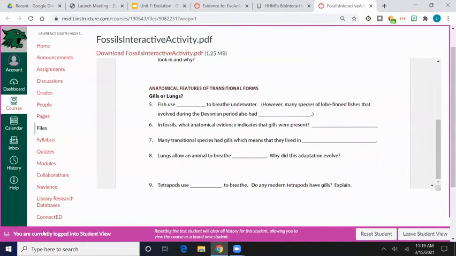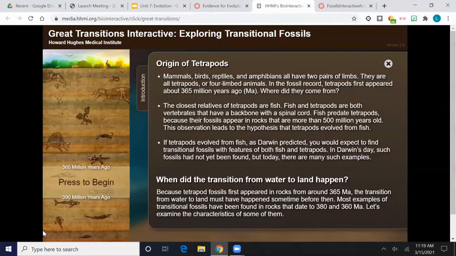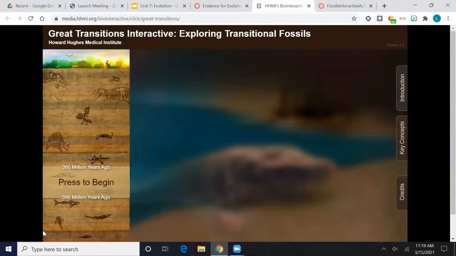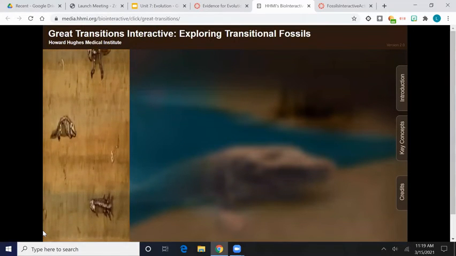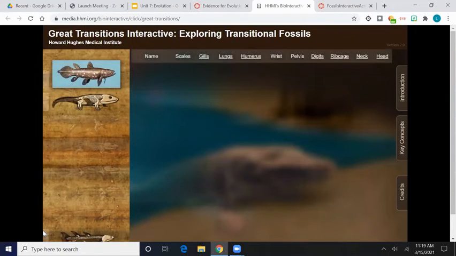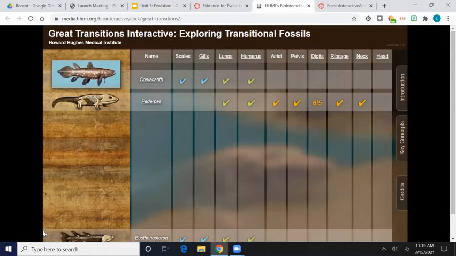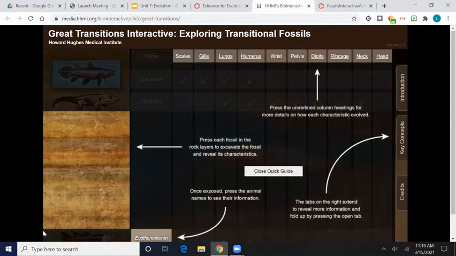Then it'll move on to anatomical features of transitional forms. So when you're done with the introduction, you'll actually click on begin or press to begin. So we're looking at fossils from 360 to 390 million years ago. So you'll click on that. And we have 3 fossils that we have dug up so far. And the first thing it tells you is a little bit about everything that you see. So each of these fossils on the left here, you can press to excavate or to dig out the fossils and reveal its characteristics, so you're able to learn more about them.